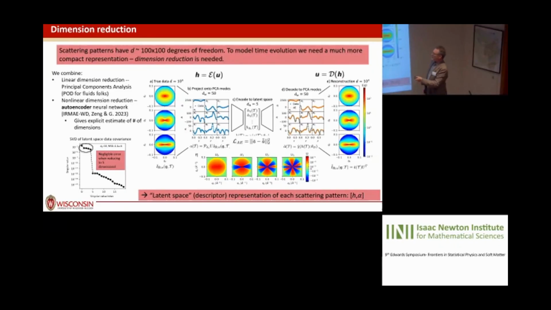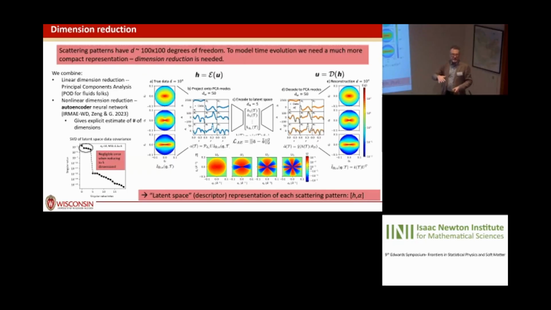We can take all of that data and we do an initial dimension reduction step just with principal components analysis. That's a linear dimension reduction step. In fluid dynamics, which I live half my life in, that's proper orthogonal decomposition. It's the best linear, least squares representation of your data with a certain number of degrees of freedom. So we do that first down to say 50 degrees of freedom.